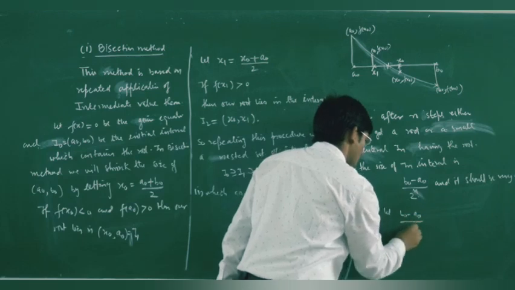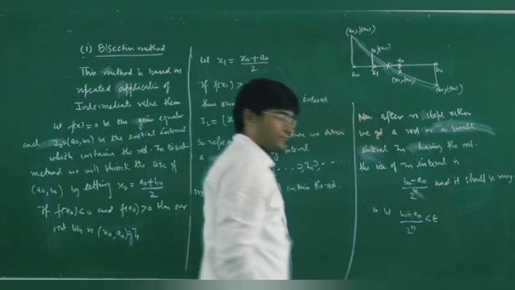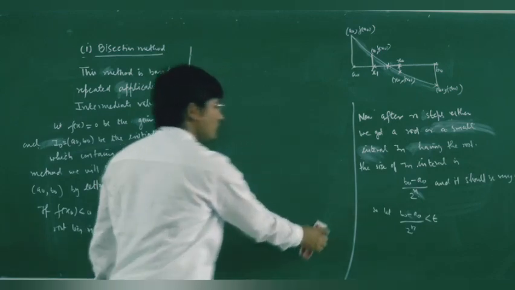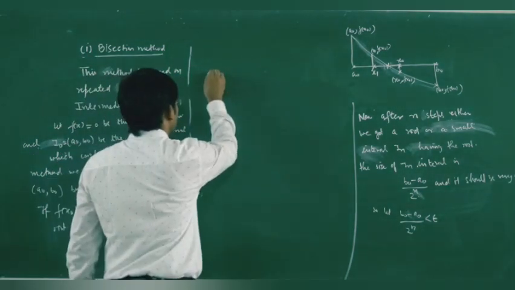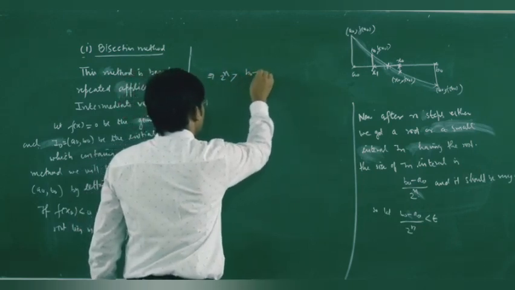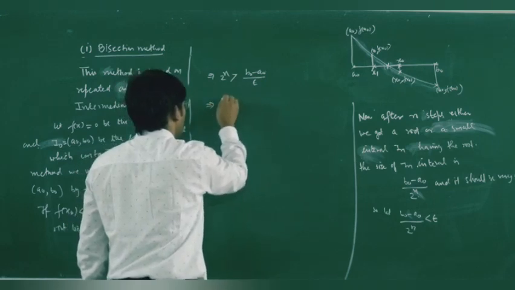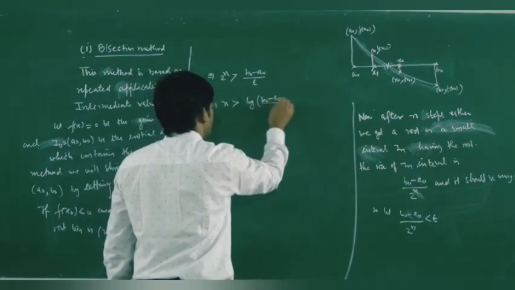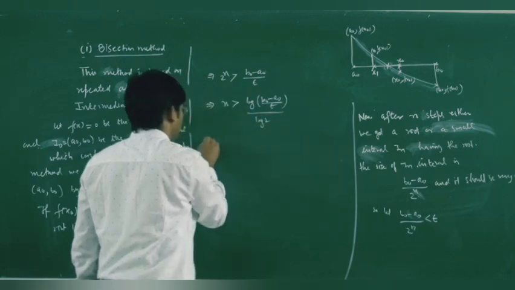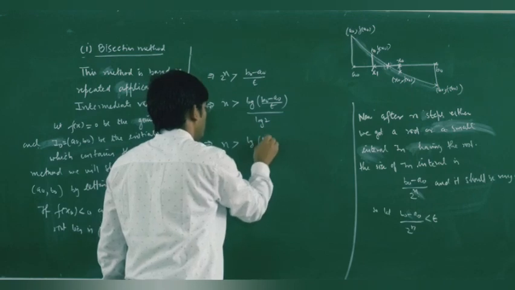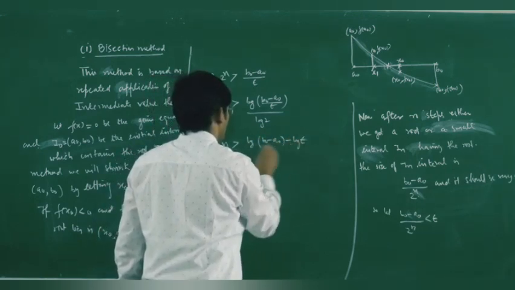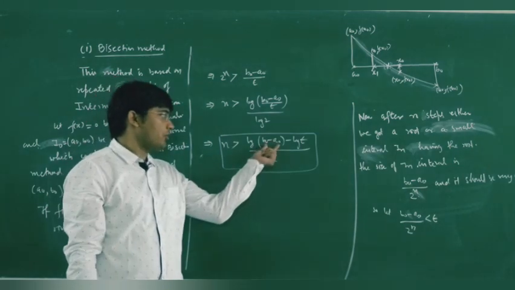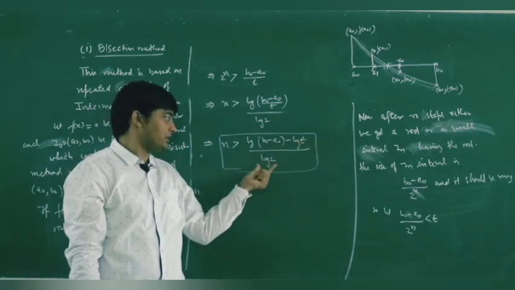So let (b naught minus a naught) upon 2 power n be less than epsilon. So let us assume this (b naught minus a naught) upon 2 power n is less than epsilon. From here we will have 2 power n is greater than (b naught minus a naught) upon epsilon. So let us take the logarithm. We will have n log 2 is greater than log of (b naught minus a naught) upon epsilon, which is the same as n greater than [log(b naught minus a naught) minus log epsilon] upon log 2.